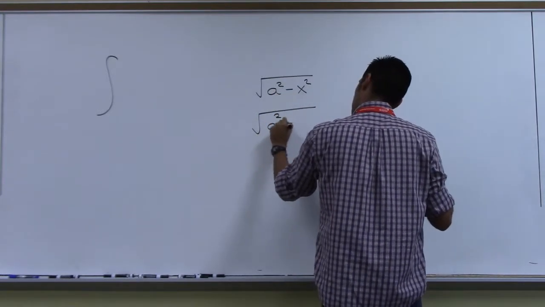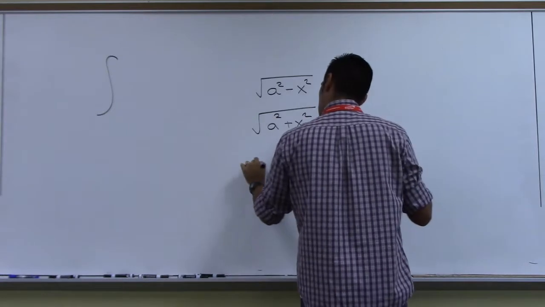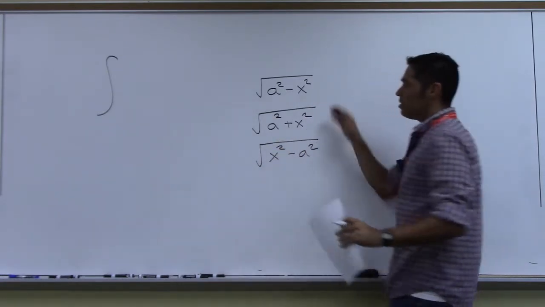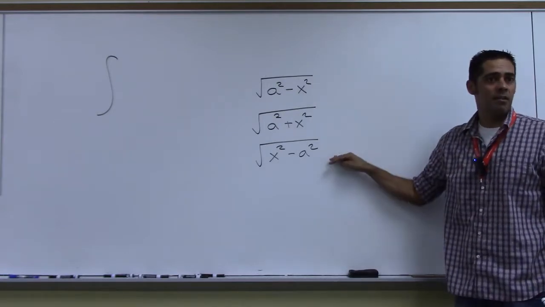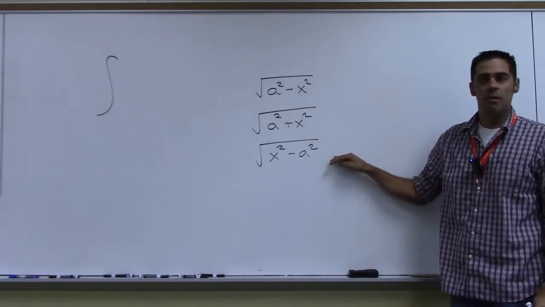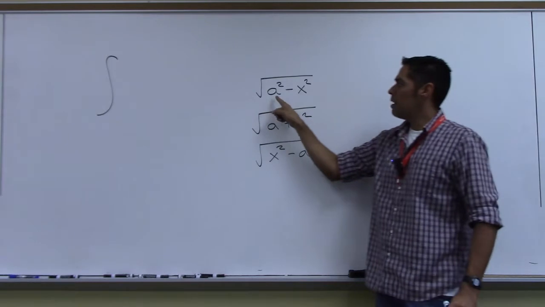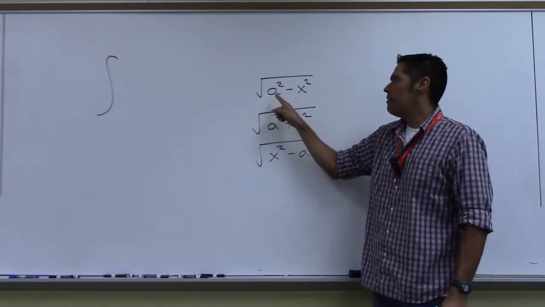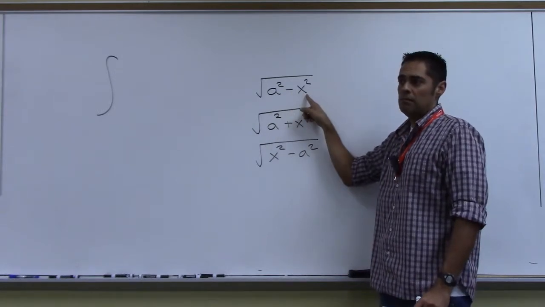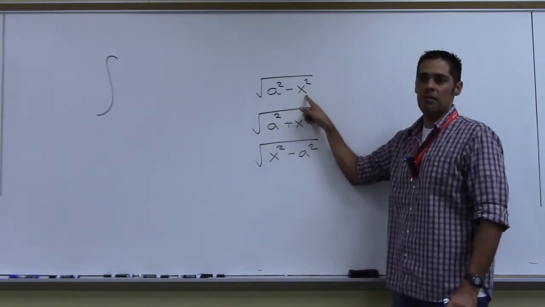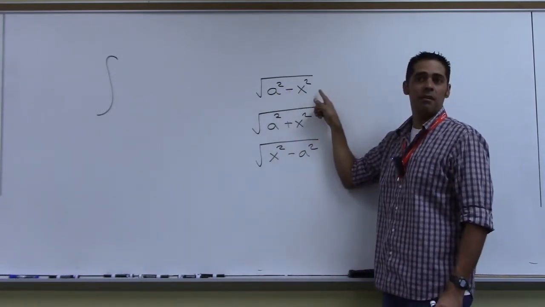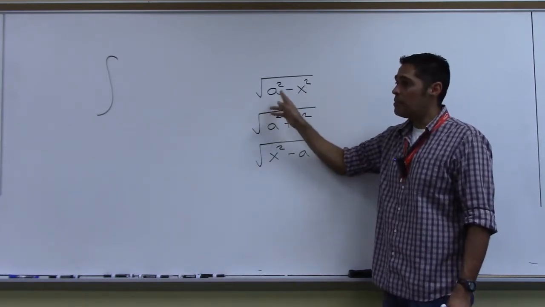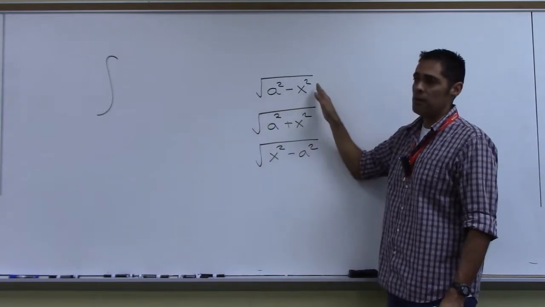Square root of a squared plus x squared, or square root of x squared minus a squared. These are three different radical expressions, right? Where you have a constant squared, which is just a number. So you have like maybe 9 minus x squared, or maybe 4 minus x squared, or 25 minus x squared, or 3 minus x squared. It doesn't matter. This doesn't have to be a perfect square. It's just a number minus the variable squared.